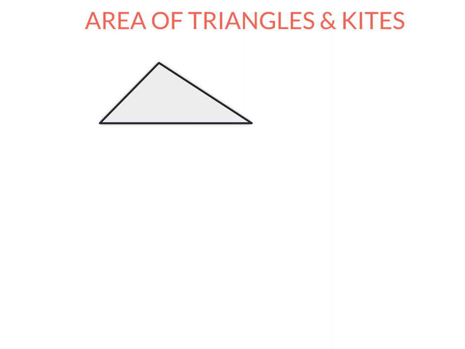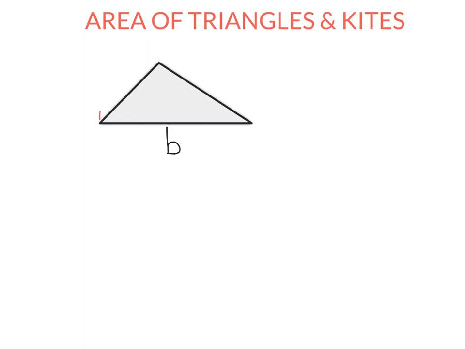Thank you so much for tuning into this video in which we go through the area of triangles and kites. So let's start with the area of a triangle. Obviously a triangle is any three-sided shape. If we look at this triangle on your screen, I'm going to call the base b. b just means the length of the base, just like it did when we were doing parallelograms.